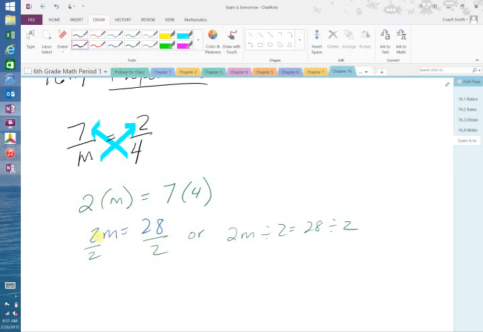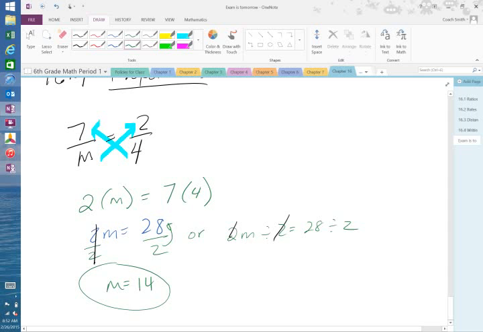Now, the 2's cancel out on the left side, just like they do in this problem. And so that just leaves me with 2 into 28. 2 goes into 28 how many times? 14 times. So 14 would be your answer.